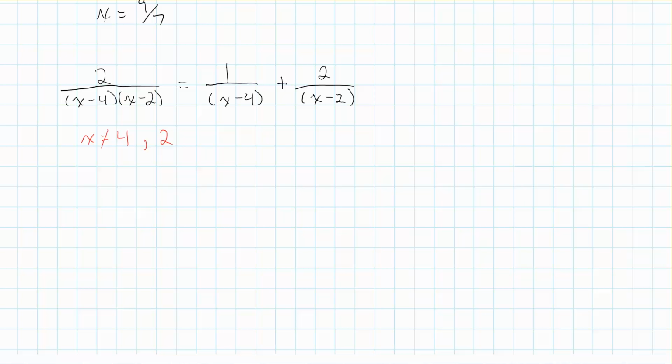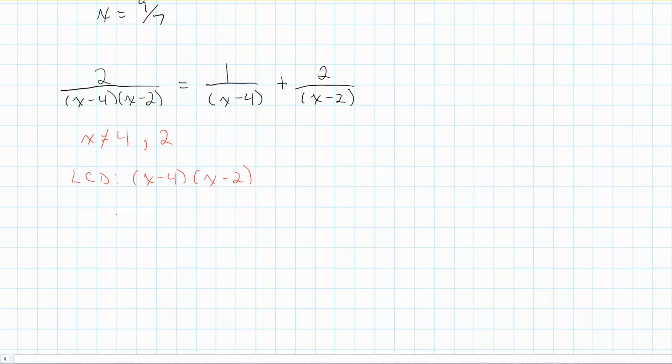Now I have to think about what is the least common denominator I want to multiply by. If I look on the left-hand side, I've got x minus 4 times x minus 2, and then I have just x minus 4 and then just x minus 2. So my least common denominator is x minus 4 times x minus 2. And I'm going to multiply everything through by that.